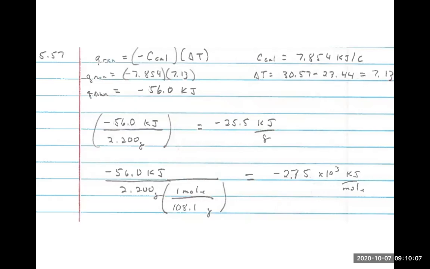If we then want to calculate out what that is per gram, then we simply take that number, and we were told that we had 2.2 grams of quinone in our reaction, and we divide it by that. So that gives us minus 25.5 kilojoules per gram. If we want to express it on a mole basis, we simply would take the 2.20 grams, we'd calculate out what the molecular weight of quinone is, and that's 108.1, and then convert that to moles. So then we'd have kilojoules per mole, rather than kilojoules per gram.